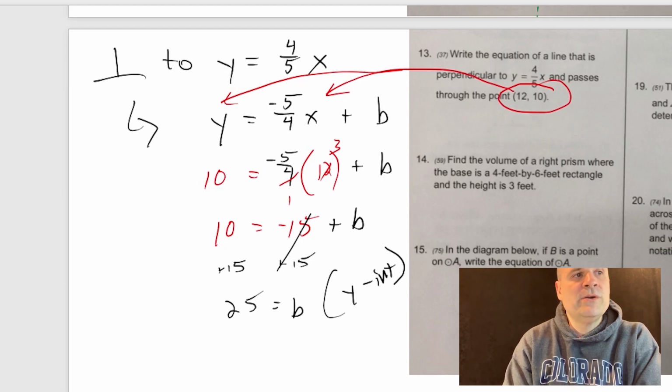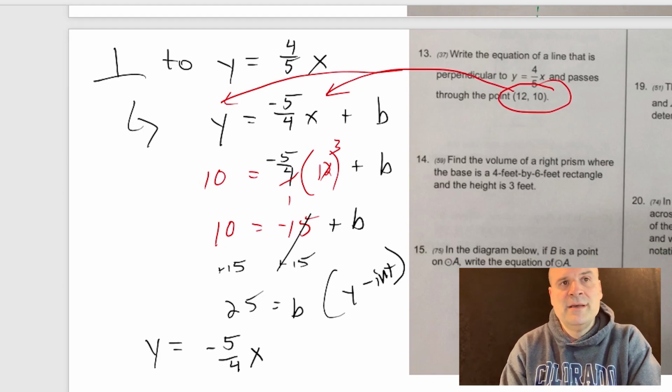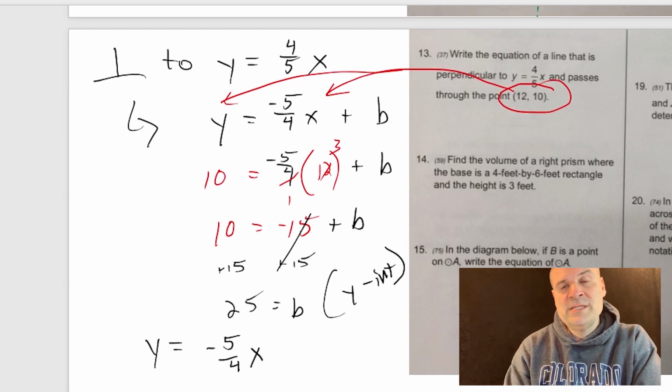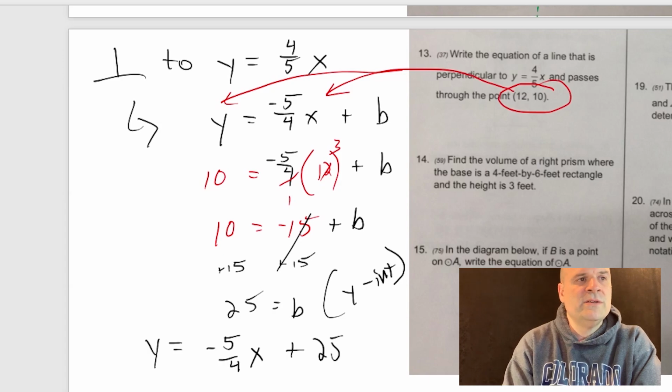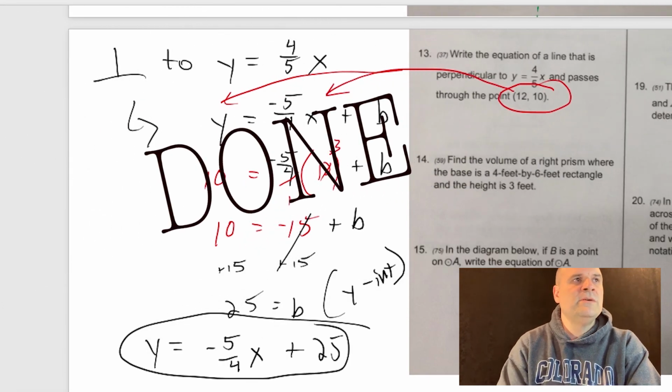So now we can write our equation. Y equals our slope, which was negative 5/4. We found that out by it was the negated reciprocal of a line perpendicular to it, plus our y-intercept, which is 25. So here's your answer to number 13.